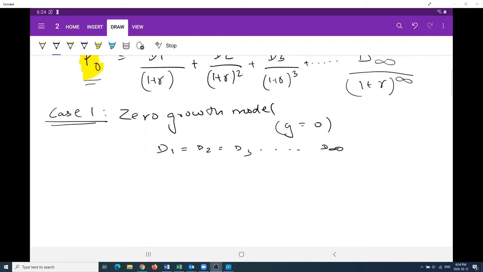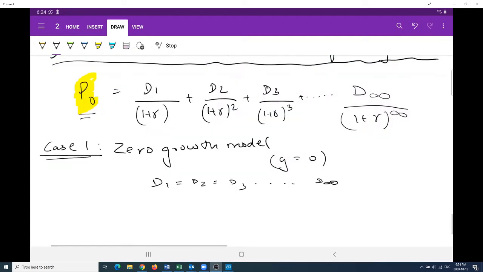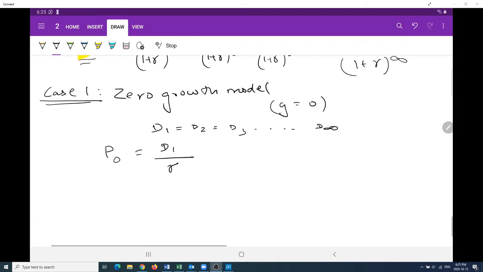So in this scenario, if you remember your perpetuity, the present value of a perpetuity is just C by R. So when you apply that to stocks, the present value of the stock at time zero is just going to be D1 divided by R, where R is your discount rate or your opportunity cost of capital. So this is your zero growth model, right?